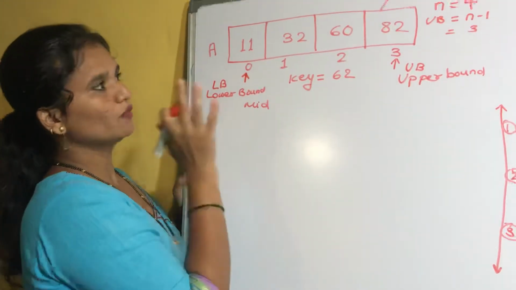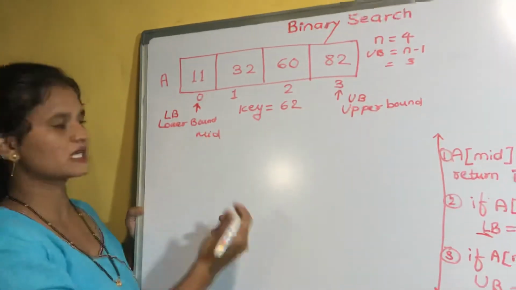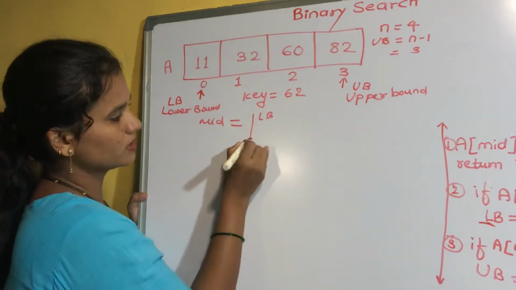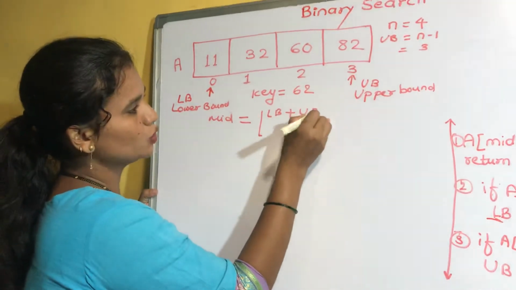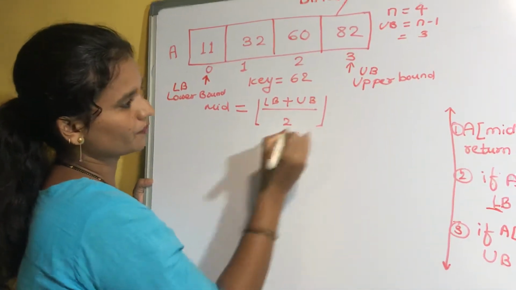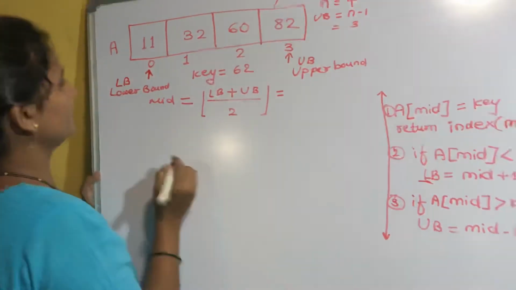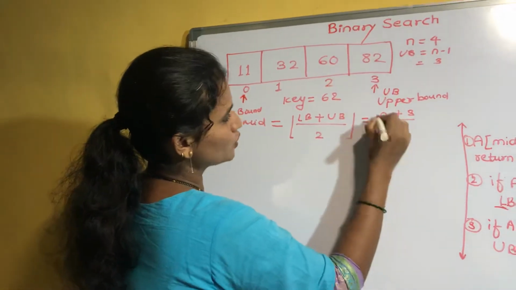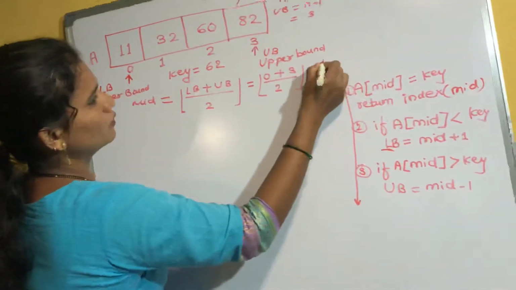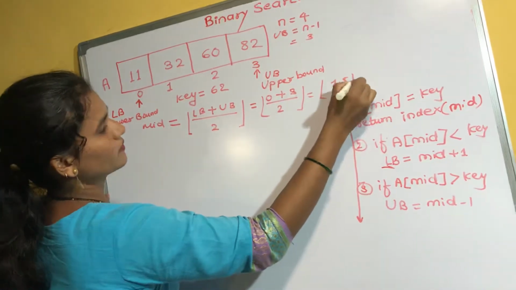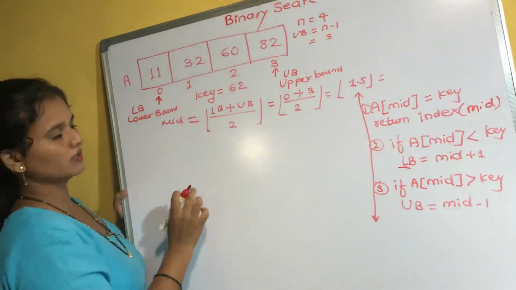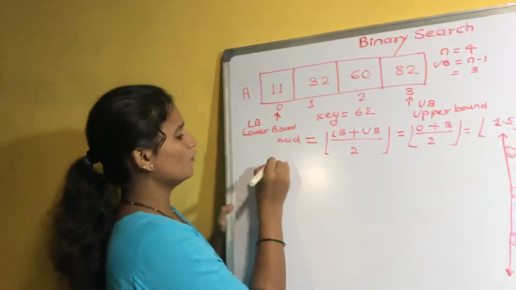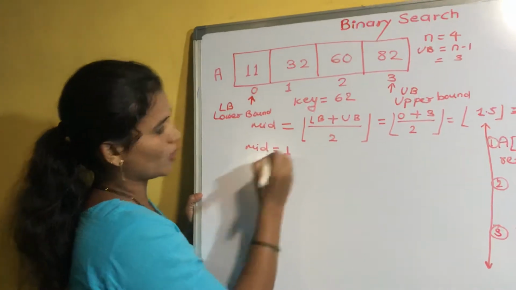Now what we will do is divide our array into two parts by using one formula. Mid equals floor function of LB plus UB divided by 2. What is the value of LB here? 0. What is the value of UB here? 3. So 3 divided by 2 is 1.5. And what does the floor function return? It returns the lowest integer value, that is 1. So the value of mid is 1.